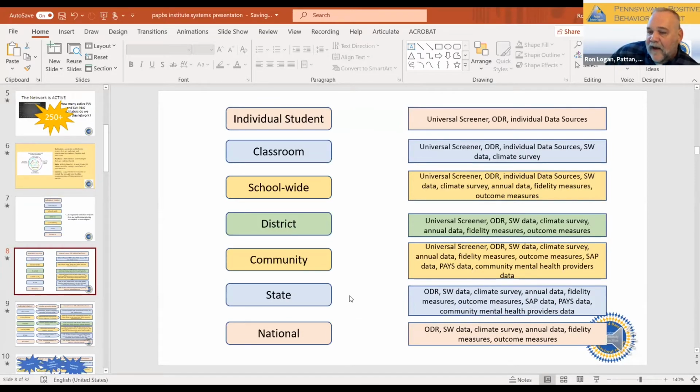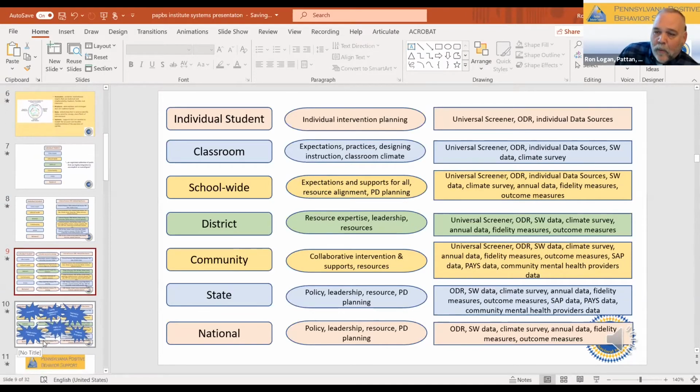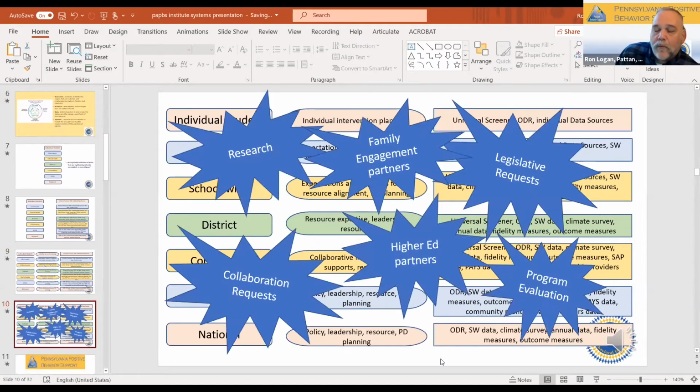We also use data at the state level. We're looking at school-wide data, outcome measures, and the community mental health providers that play a part. The national level uses data as well, and that translates into policy decisions, different leadership decisions, driving resources, and professional development planning at the national level, all the way down to individual intervention planning for the student. So we use data in a lot of different ways, and it doesn't just stop there within the network.